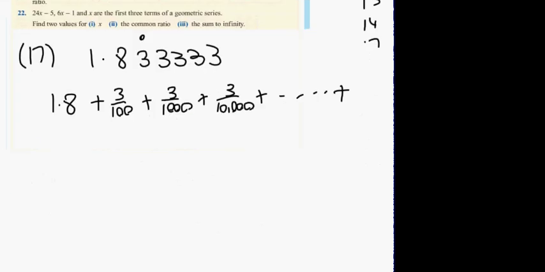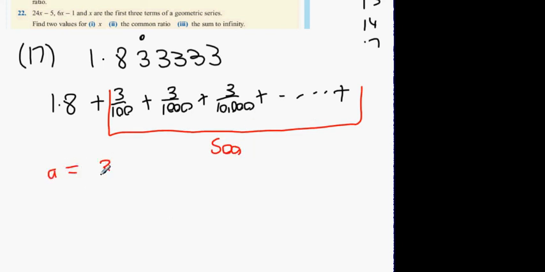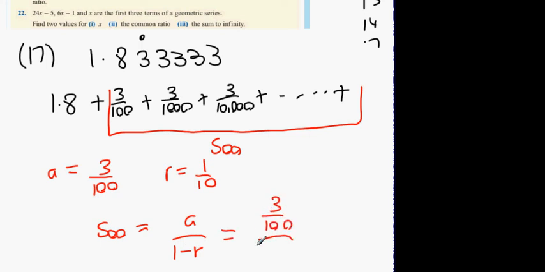So the series is technically this part here. So we're going to find out the sum of all of these numbers added together, where a is equal to 3 over 100, and r equals 1 over 10 each time. So s infinity this time is going to be a over 1 minus r. It's going to be 3 over 100 divided by 1 minus 1/10, which is 9 over 10.